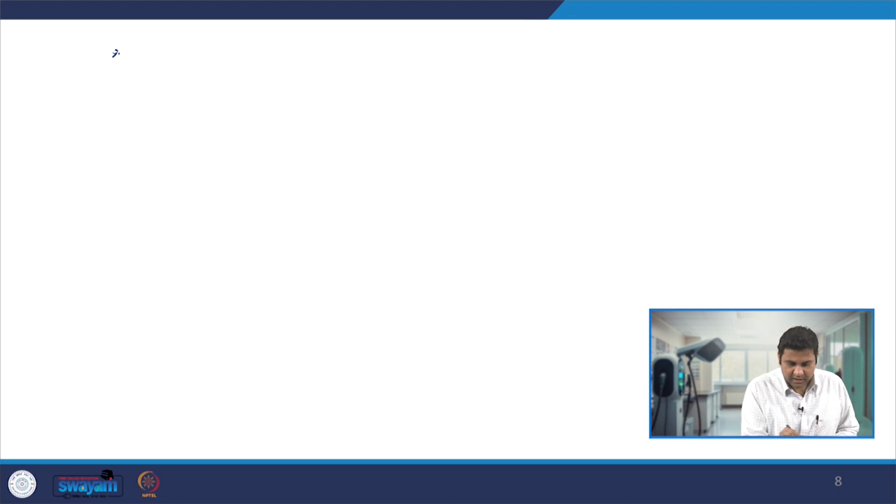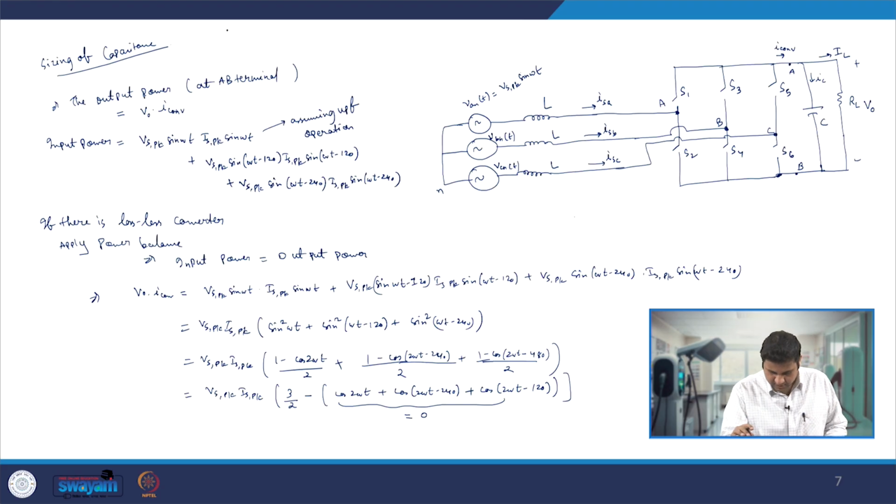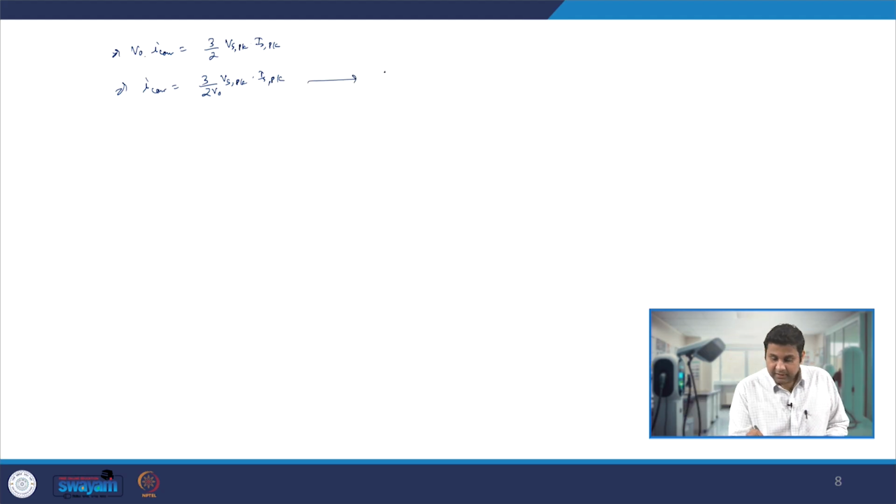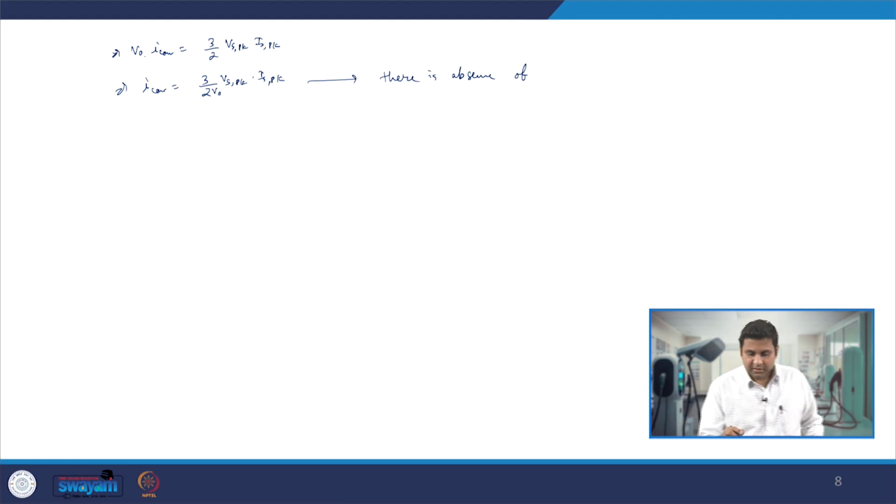So we can say that V naught I converter is nothing but 3 by 2 Vs peak Is peak, and that is nothing but my I converter is 3 by 2 by V naught Vs peak Is peak. Now if we see, that indicates there is absence of second line frequency component.